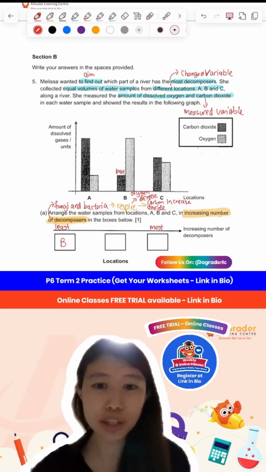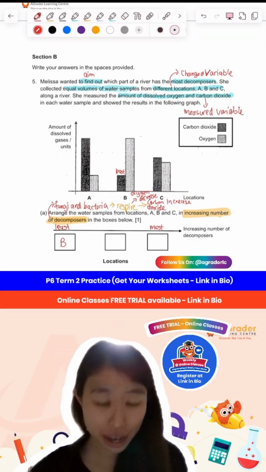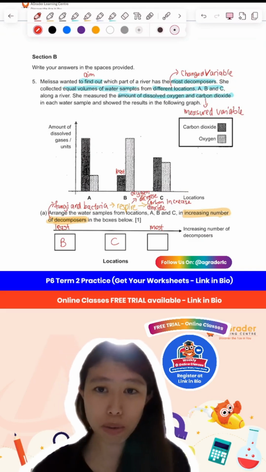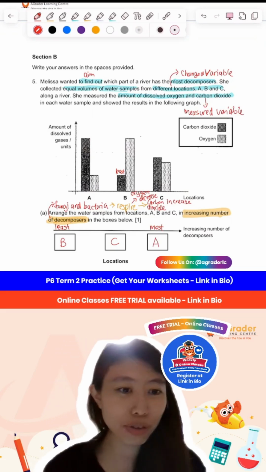Followed by, you can just focus on carbon dioxide, followed by C, yes, very good. And the one that has the most decomposers? Very good. Yes, all of you are correct.